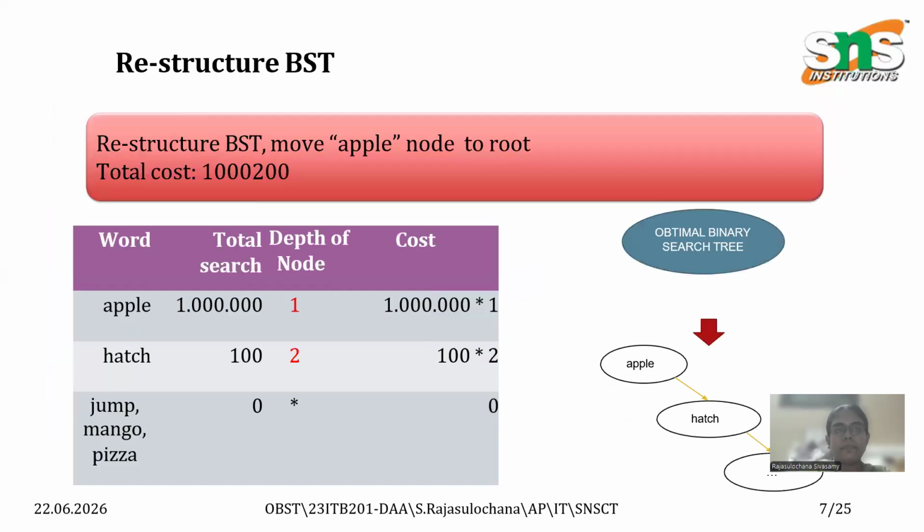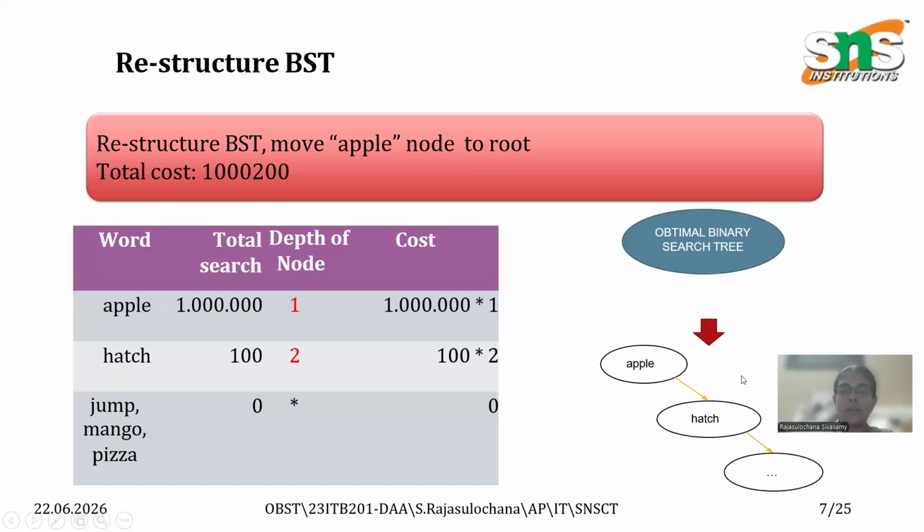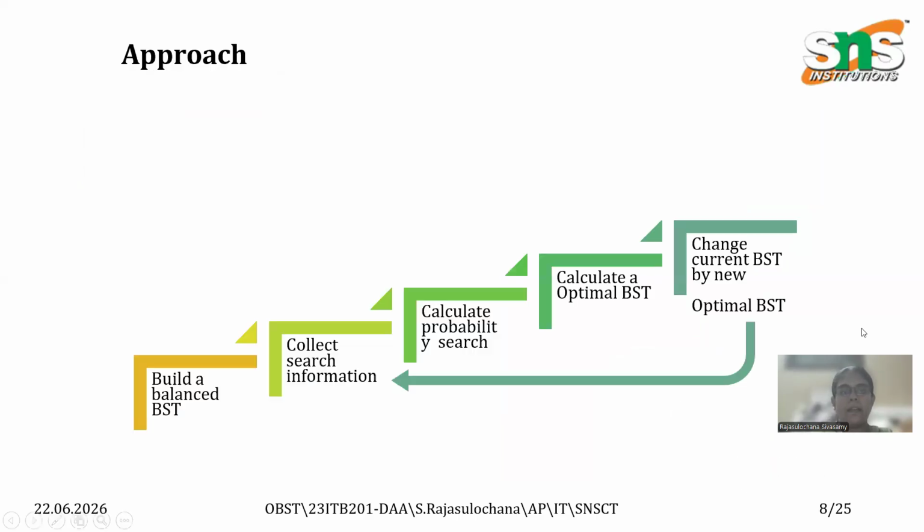If you restructure the binary search tree by making the word apple the root, because it has the highest search cost, the optimal binary search tree will look like this. Apple will become the root node and other nodes will follow. This is the approach which is normally followed. You build a balanced binary search tree, collect the search information, calculate the probabilistic search, calculate an optimal binary search tree, and then change the current binary search tree to an optimal binary search tree.